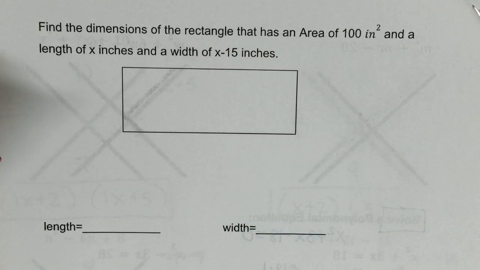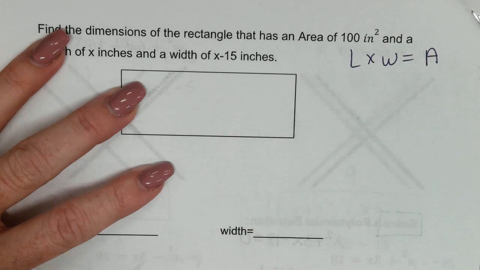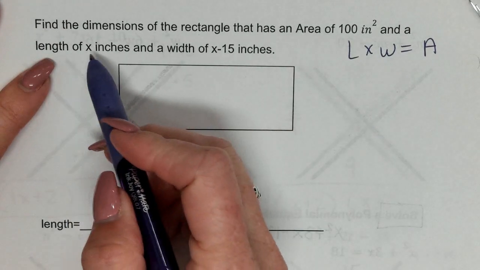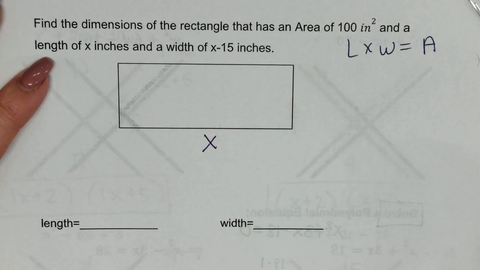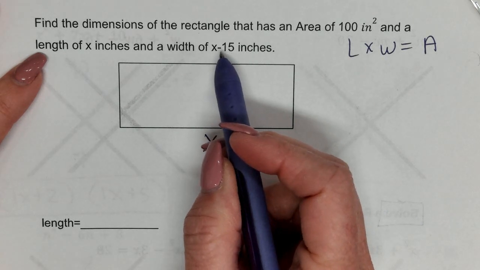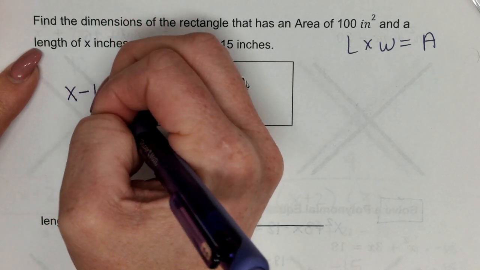So what did they just give me? They gave me the area. How do you find area? So length times width equals area. Does everybody agree? It says the length is x. So everybody go to the length and put x. What does it say the width is? X minus 15.